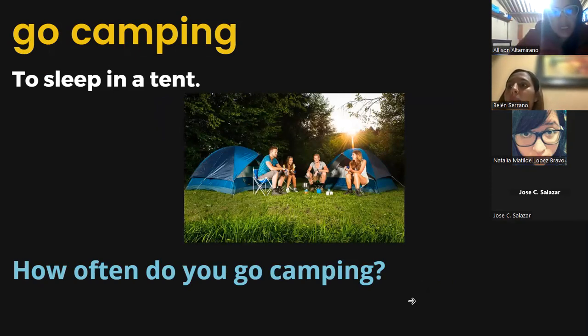Go camping, to sleep in a tent. How often do you go camping? Very good. Go camping means to sleep in a tent. ¿Qué significa tent according to the picture and according to the definition? What is a tent? Van a ser como las carpas. Exactly. Las tiendas de acampar. That is a tent, or carpas. The thing that you see there, that is a tent. So when you go camping, you sleep in a tent, okay?